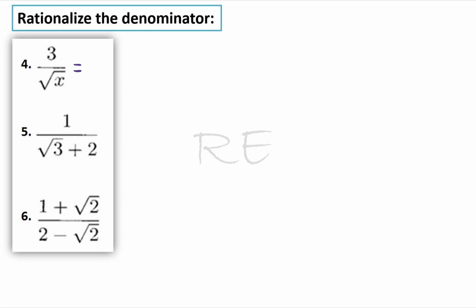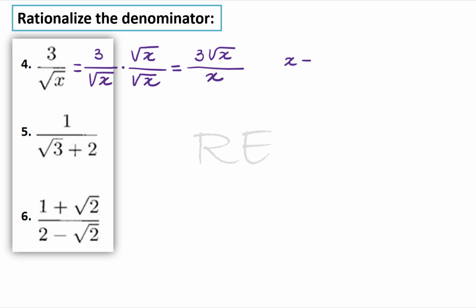Assuming that x is different from 0, 3 over square root of x, to rationalize it, we will multiply it by square root of x over square root of x. And our final answer is 3 square root of x over square root of x squared, which is x. Of course, x must be different from 0.